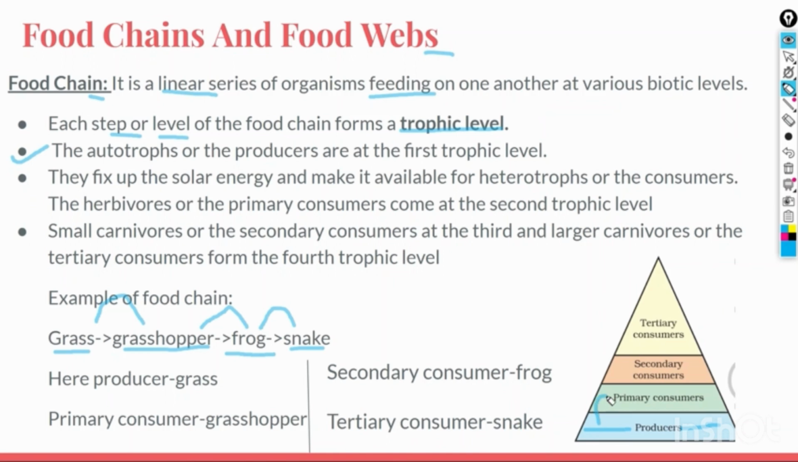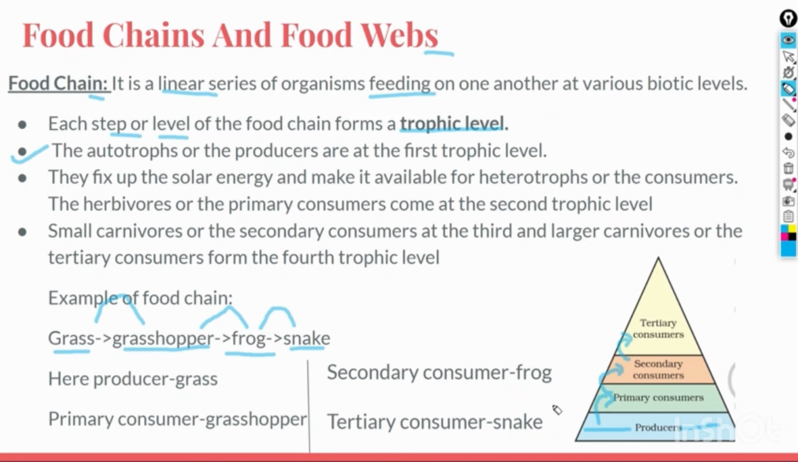So they absorb the energy from the sun. Then the energy is transferred from producers to small herbivores. Then this energy is further transported to secondary consumers and then to tertiary consumers. This is how energy flows in a food chain. So let us read further. The herbivores or the primary consumers come at the second trophic level.